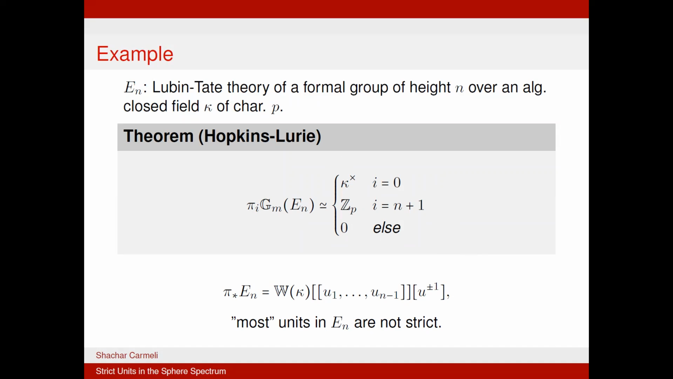And in fact, the map from the strict units to the units captures only the Teichmüller lifts of the elements of kappa itself inside the Witt vectors. So it's really very hard to be a strict unit of En compared to how hard it is to be an element of En. Yeah, so this is about Lubin-Tate theory.